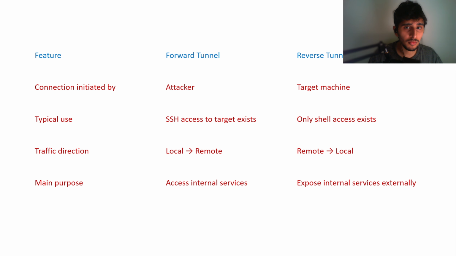So that's the basics of SSH tunneling with forward and reverse connections. Once you understand this concept, you can start doing things like network pivoting, accessing hidden services, routing tools through internal networks, and honestly, it feels pretty powerful.